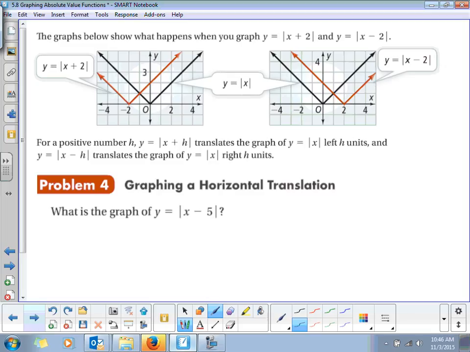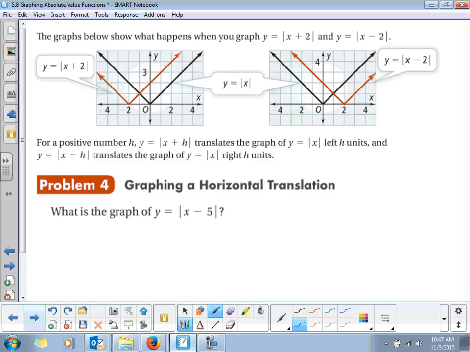All right. So that was vertical change. Now we're going to look at horizontal change. Horizontal change has a little bit of a twist in it, so you've got to pay attention and see if you'll catch it. The graph below shows what happens when you graph y is equal to the absolute value of x plus 2 and y is equal to the absolute value of x minus 2. The black graph right here is the parent function, y is equal to the absolute value of x. Now this red graph is y is equal to the absolute value of x plus 2. This one over here is the absolute value of x minus 2.